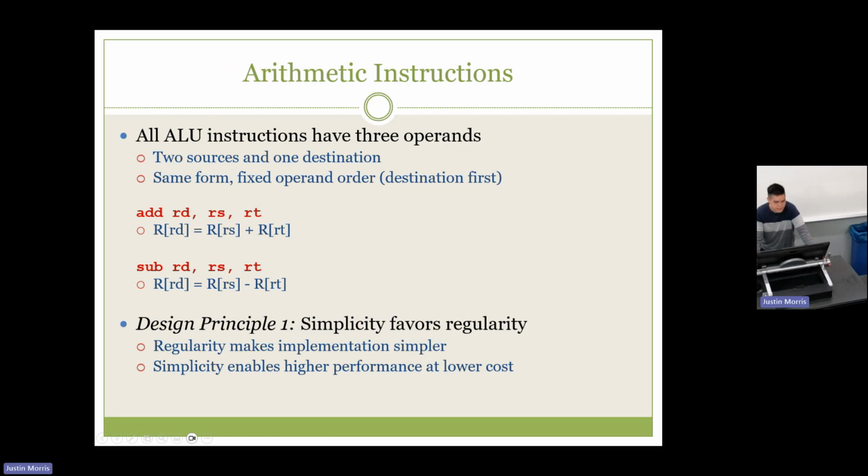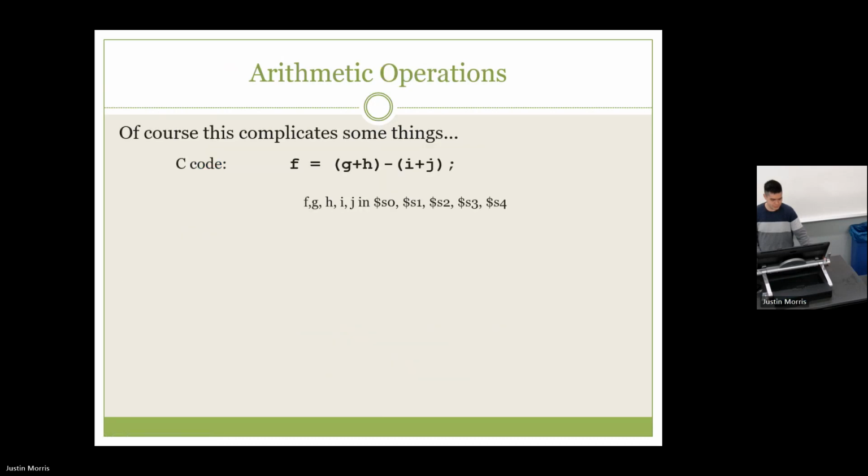So here, add RD, RS, RT, and you'll see this on your MIPS reference sheets. So this is why you wouldn't need to memorize that RD is the destination, RS and RT are the operands, because you can see it here, right? Same thing with sub. It's in this fixed format because of our design principle. That's we like regularity. Okay? Very simple, because with simplicity, we can have better performance at the hardware level.